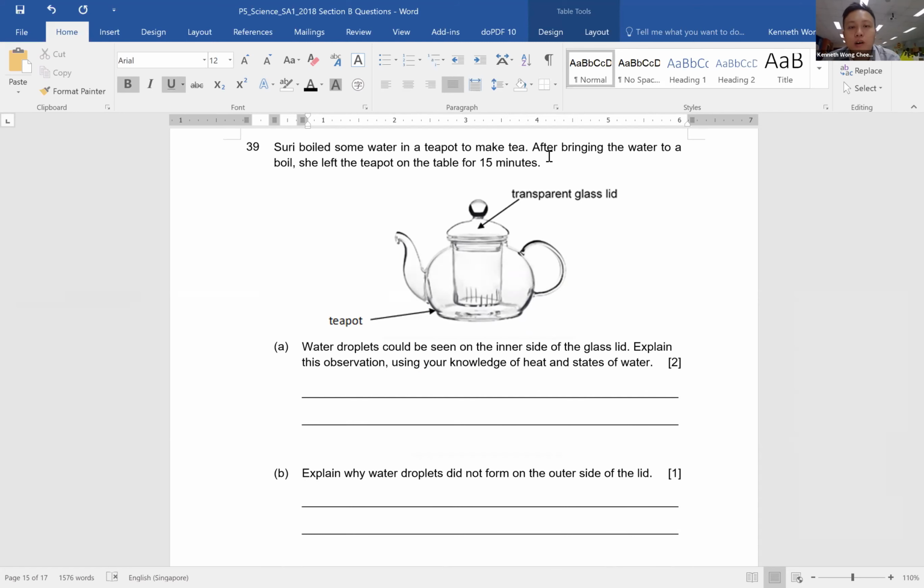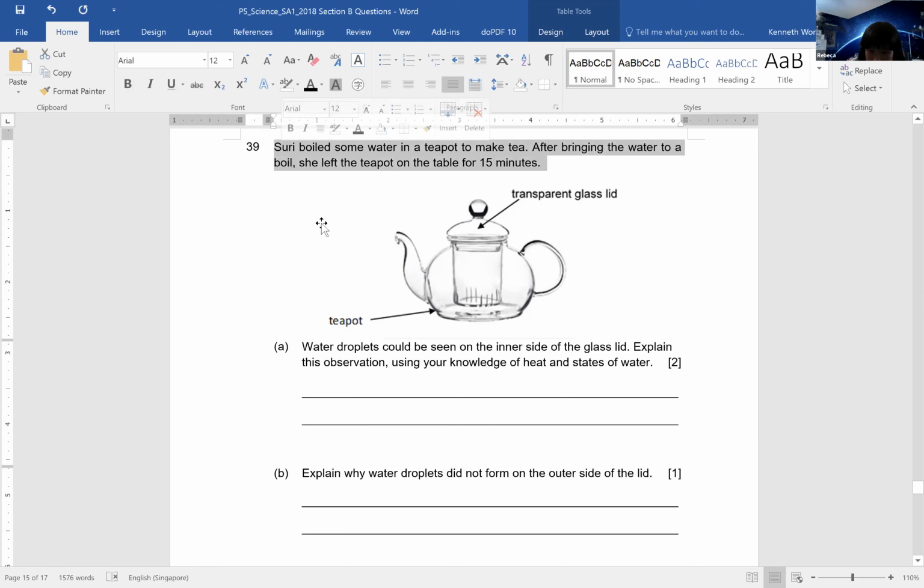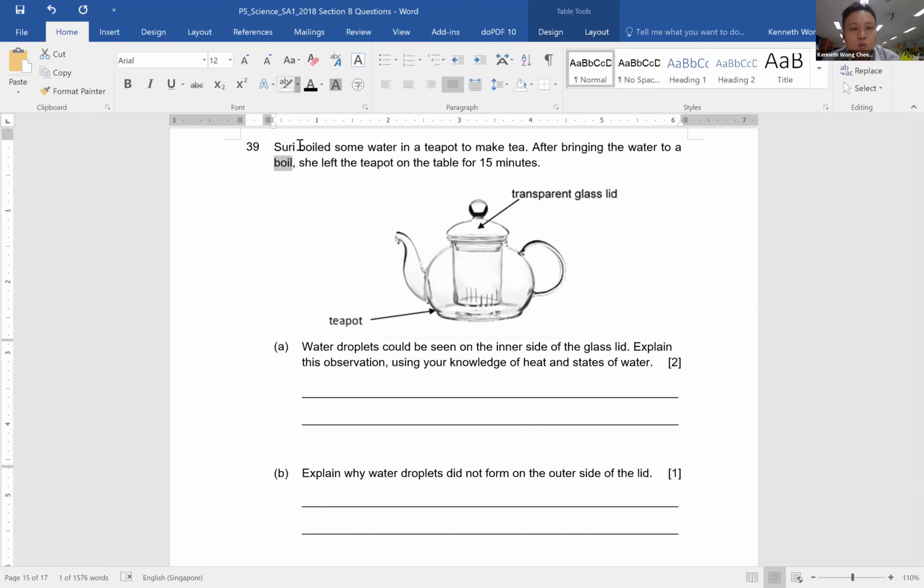Never mind. It's okay. After bringing the water to a boil, she left the teapot on the table for 15 minutes. Okay. Any science things you need to take note here? Yes. Condensation, boiling. Any words that are related? Boiling. Yeah. Okay. Good.